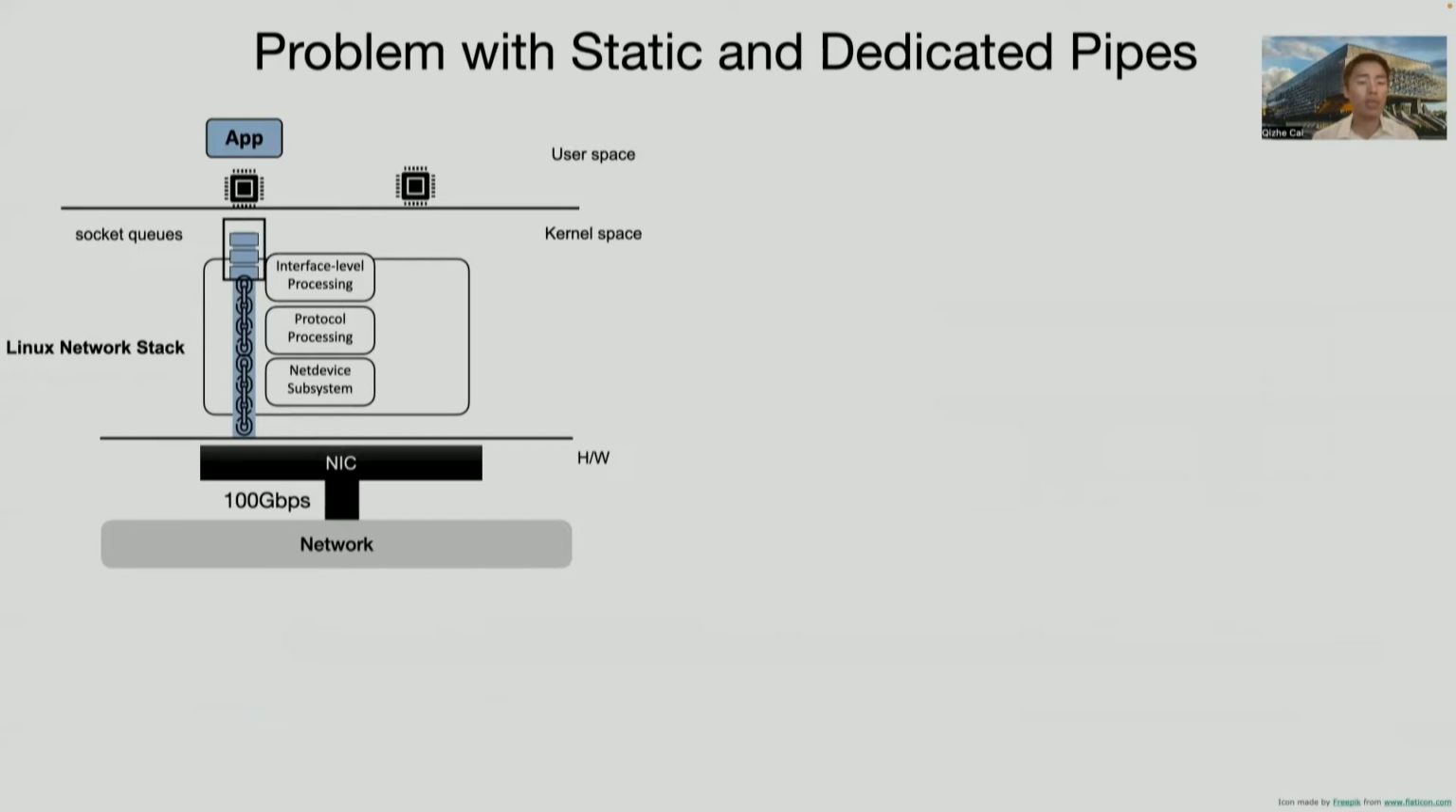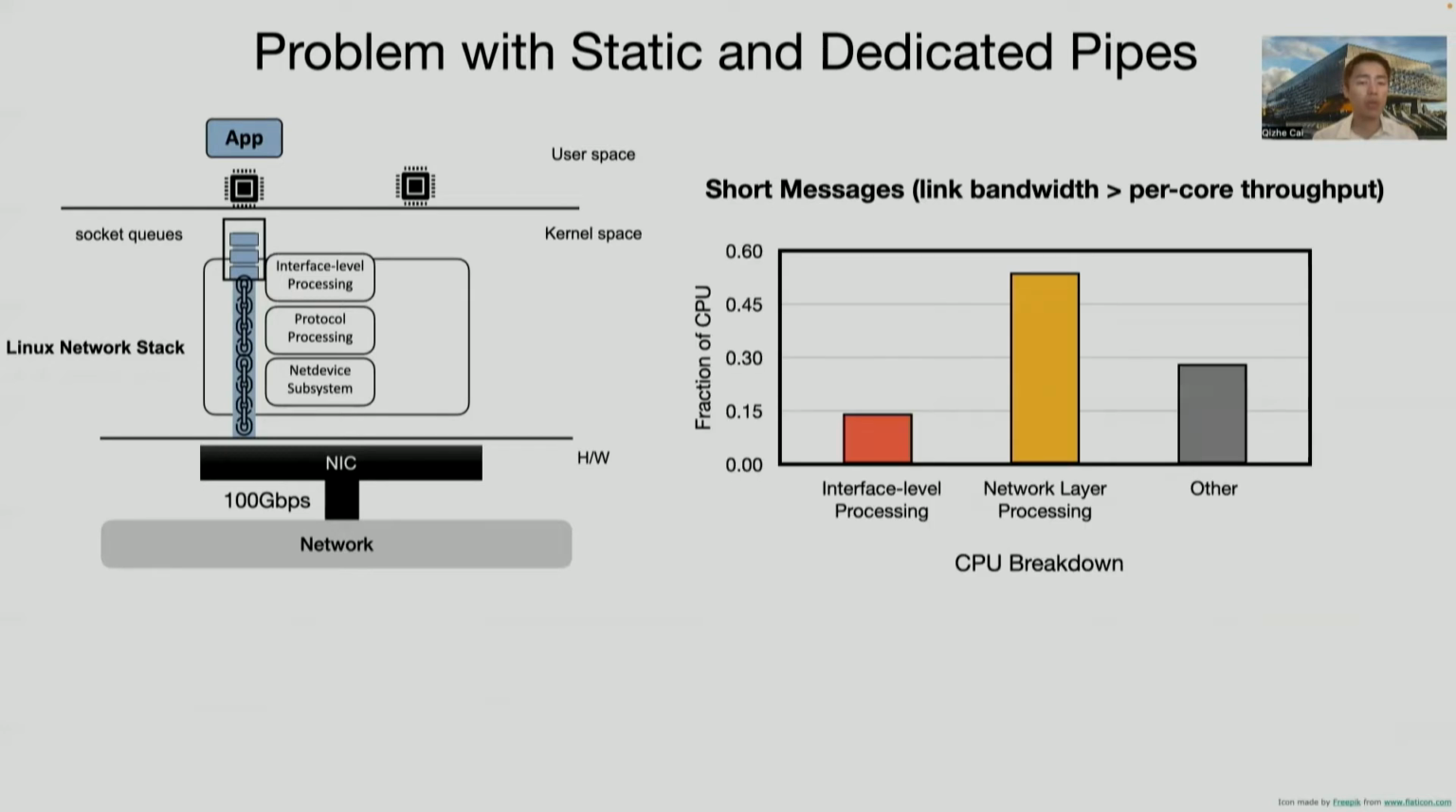Now, let's look at the case of a short message. Even here, the link bandwidth is larger than the per-core throughput. Look at the CPU breakdown. We see that network layer processing is the main contributor.